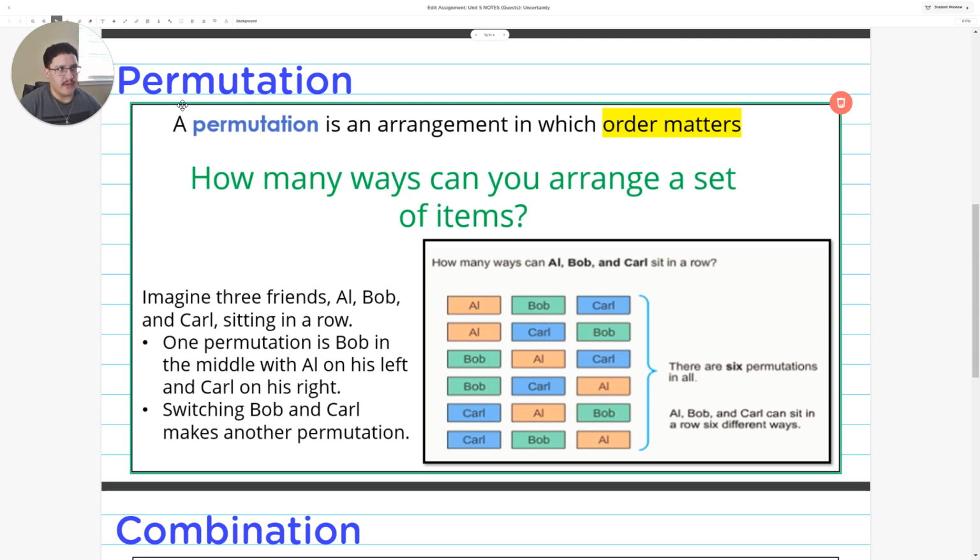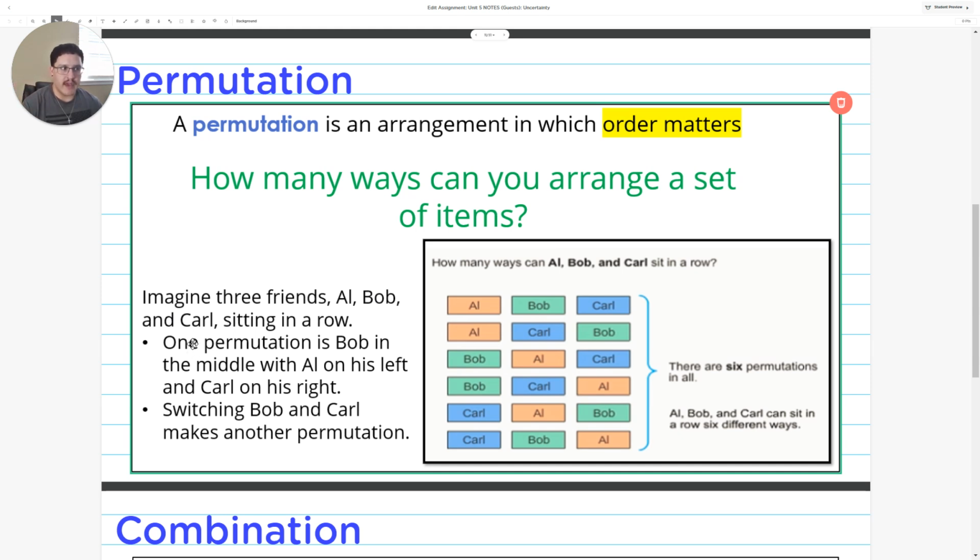What is a permutation? A permutation is an arrangement in which order matters. In other words, if it matters in a list of 5 things, who I choose first, who I choose second, who I choose third, fourth, fifth, and so on. So in this scenario, how many ways can you arrange a set of items? Imagine 3 friends, Al, Bob, and Carl, sitting in a row.